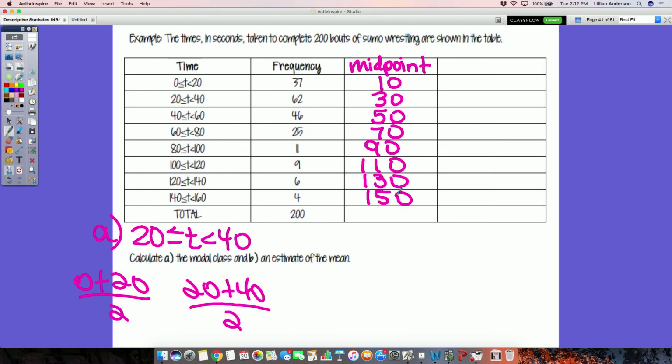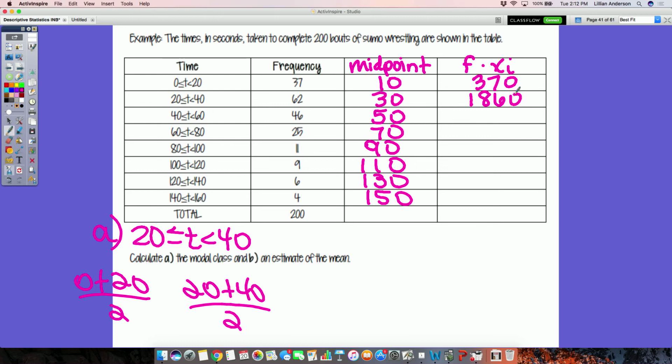And then what do we need to do with those after we multiply them? So we're going to multiply F and Xi, which represent our frequencies and our midpoints, together. If you do not have a calculator out, you are going to need it today, not just for this, but for what we do later. What's 37 times 10? 370. 62 times 30.